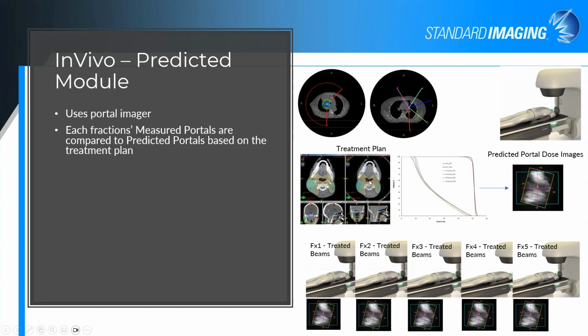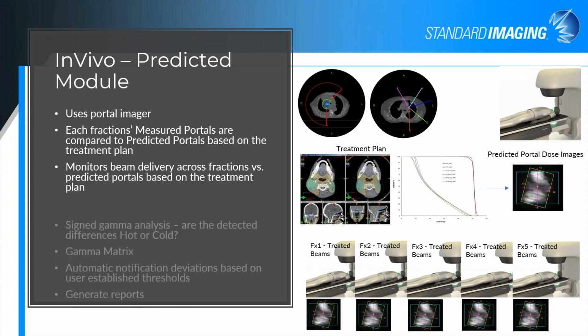So get the treatment plan. The in vivo module uses that treatment plan information to predict what that portal image is going to look like. So then each fraction is compared to the predicted portal images. So with that, you're going to be able to monitor, again, the beam delivery across the fractions versus those predicted, based on the predicted portals, essentially based on the treatment plan.